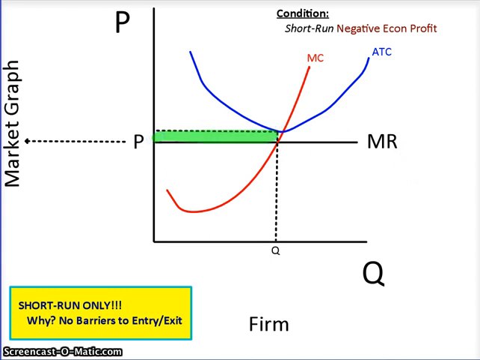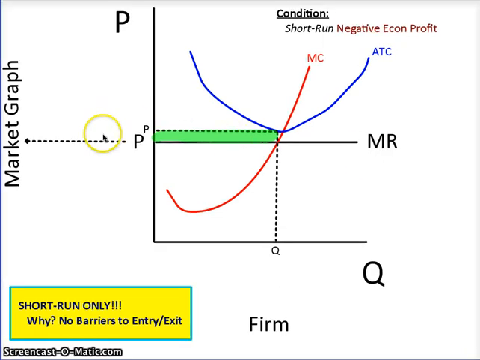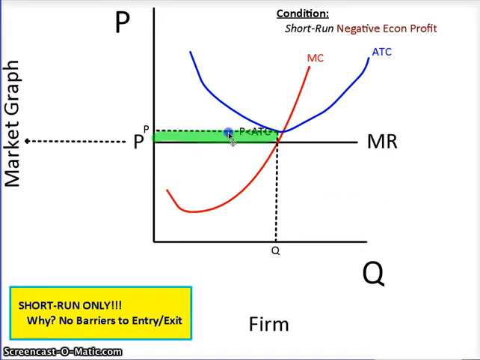And what we notice is that this price here, the average total cost price, is actually higher than the price on the open market. What that means is the price is less than the ATC. If the price is less than the ATC, as we see here, the price of the product is less than the average total cost.